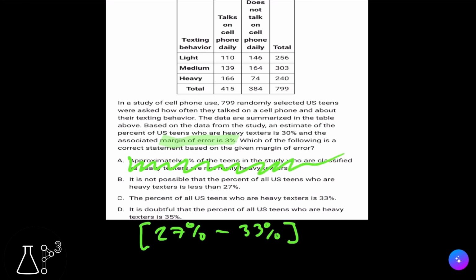Let's look at B. It is not possible that the percentage of all teens who are heavy texters is less than 27%. Well, this is not in our range. It's possible, but it's very unlikely that it's going to be less than 27. So B is also going to be incorrect.